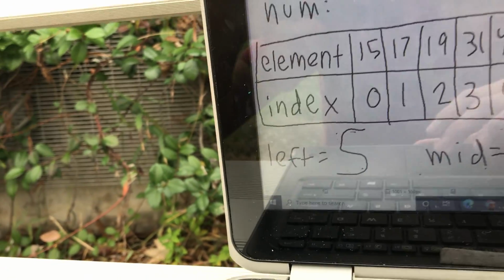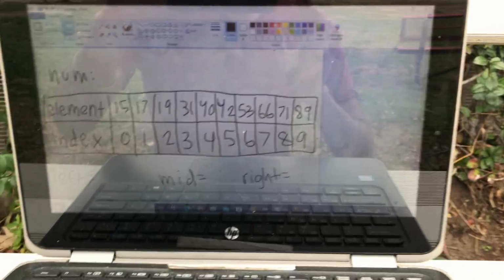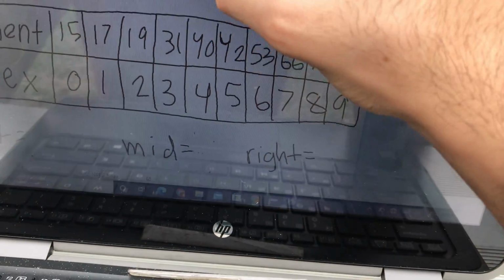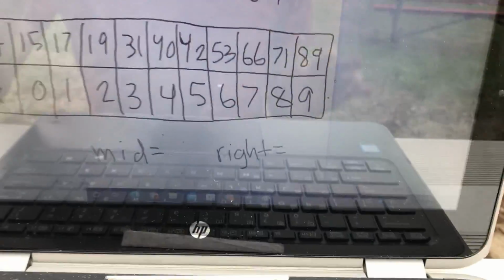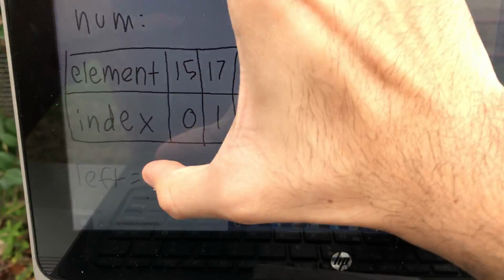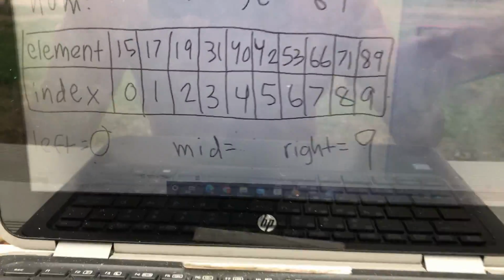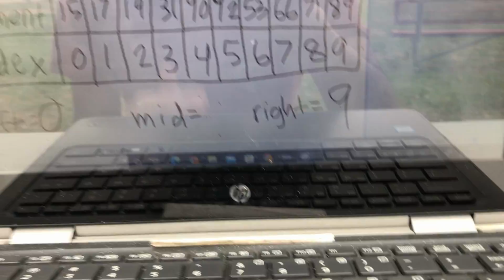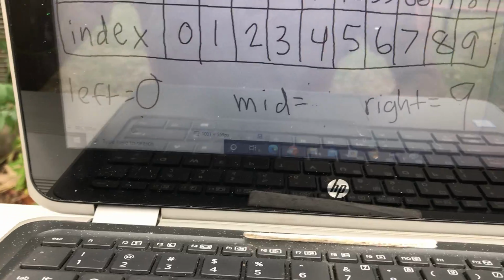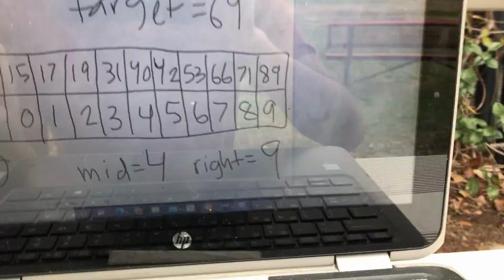But let's do another one. Let's say in this case our target was equal to 69, right? Let's try that. So let's start from the beginning. Our left index starts at 0. And then our right is 9, as always, because remember, the first and the last. Middle is not determined, but if left is less than or equal to right, which it is, our middle becomes 0 plus 9 divided by 2, integer division, which is 4.